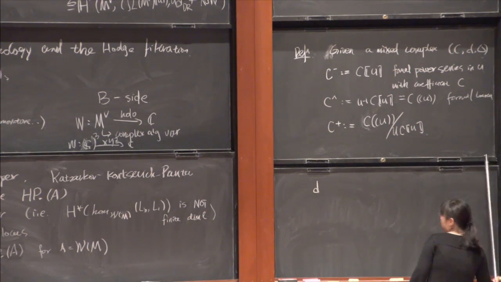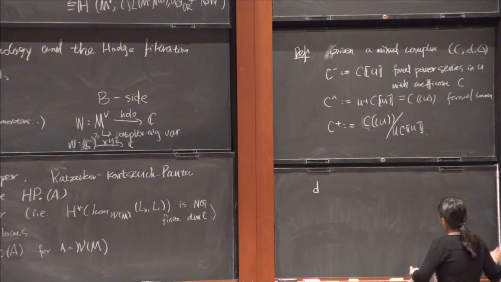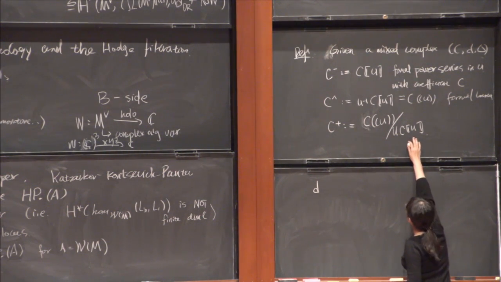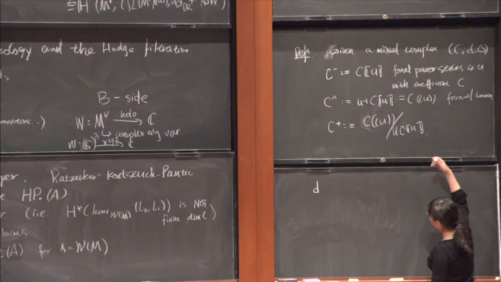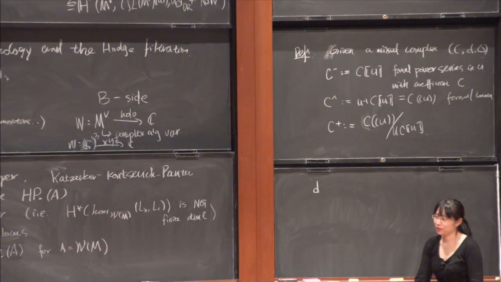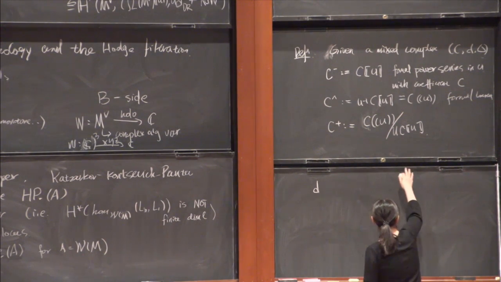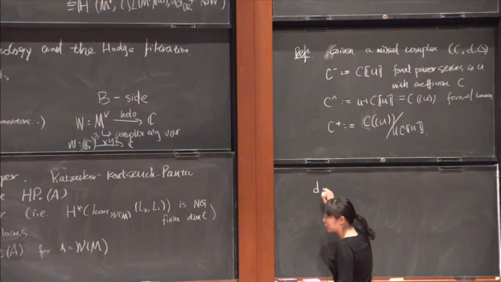What you divide by, is it U times C? U times the formal power series part. So after you do this, this thing is sort of isomorphic to everything in the negative degree, but not as a K[[U]] module, sorry.